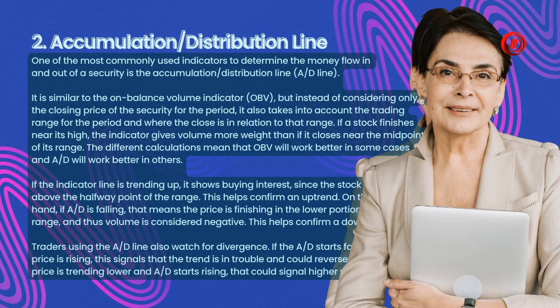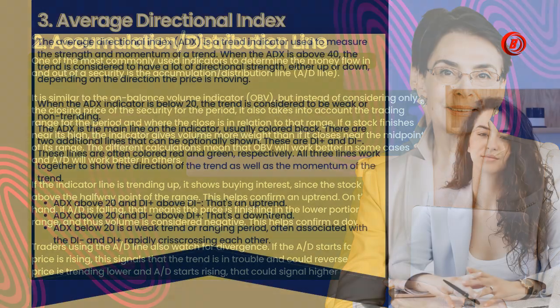Traders using the AD line also watch for divergence. If the AD starts falling while the price is rising, this signals that the trend is in trouble and could reverse. Similarly, if the price is trending lower and AD starts rising, that could signal higher prices to come.